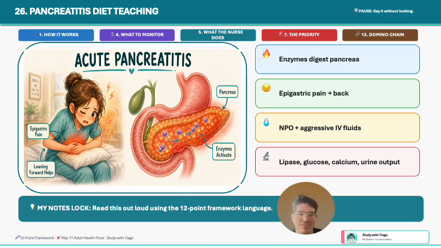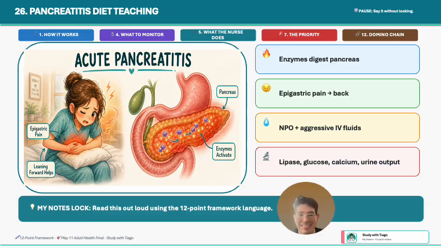Diet teaching depends on the phase of the pancreatitis. During the acute phase, the patient may be NPO or have limited intake as ordered, right? The idea is to reduce pancreatic stimulation while inflammation is active. When the diet is restarted, teaching often includes small, frequent meals, low fat choices, avoid alcohol, and following the prescribed plan. If chronic pancreatitis is involved, pancreatic enzyme replacement may be prescribed with meals and snacks to help digestion.